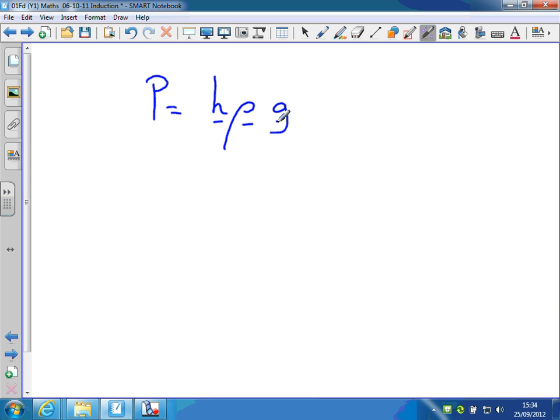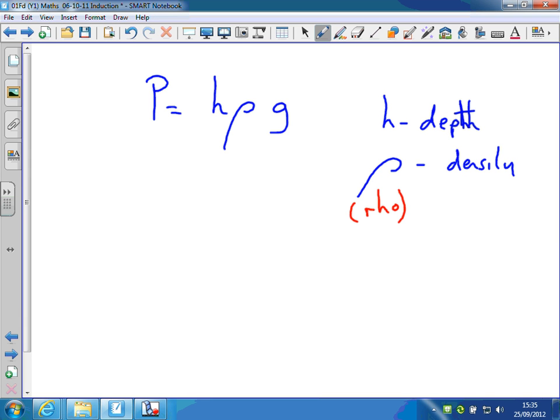Well, H represents the height or depth in the liquid. I won't bother putting in the units at the moment because we're just thinking about the formula. This symbol here might be a new one. It looks like a curly P. It's part of the Greek alphabet, pronounced rho and spelled R-H-O. And in this context, it's used to represent the density.